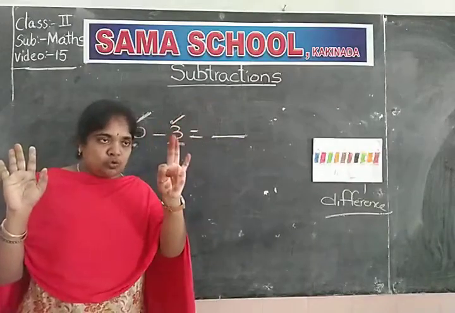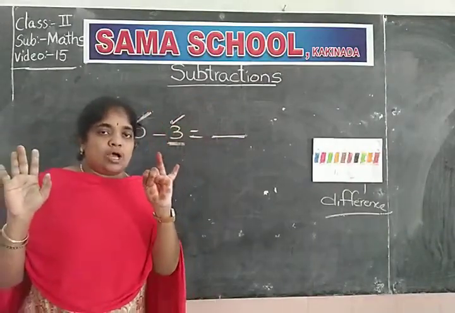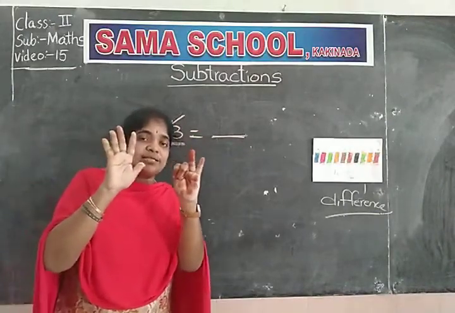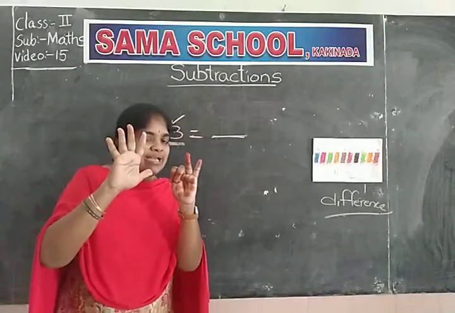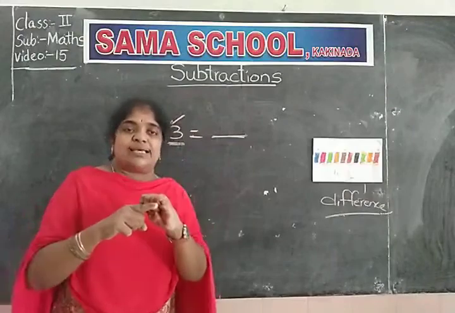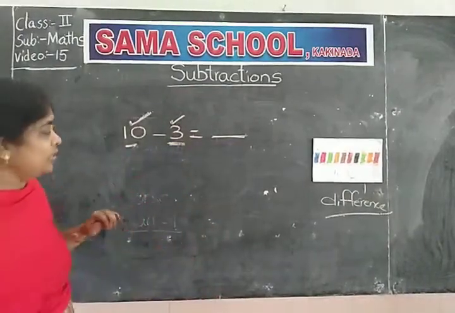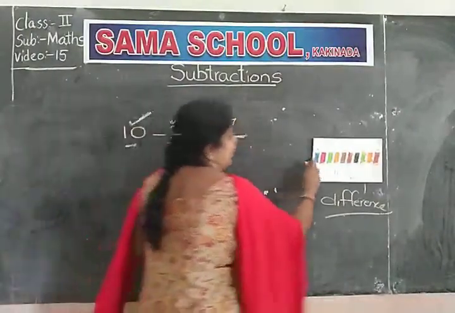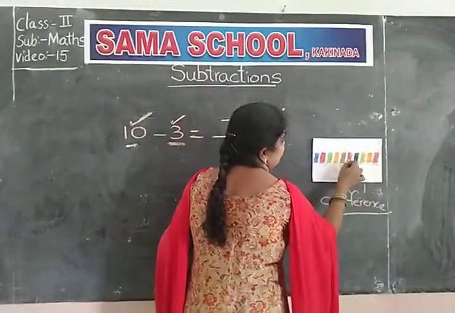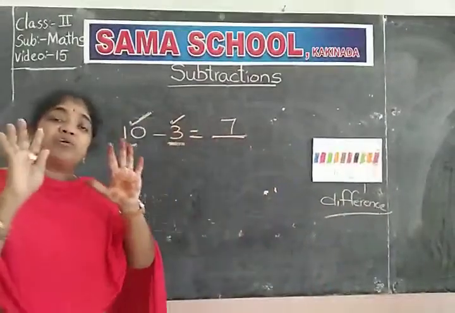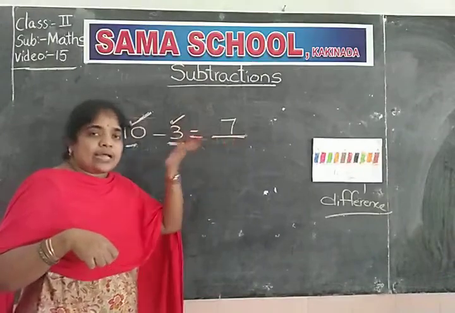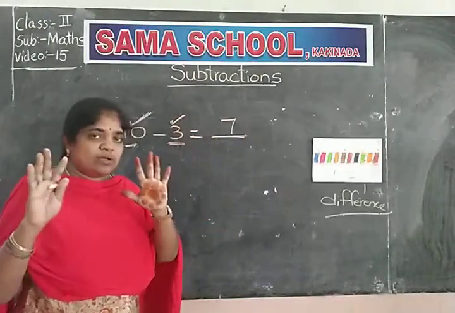1, 2 and 3. How many fingers did we close? 3 fingers. Now count how many fingers are left. We know one hand has 5 fingers. 5, 6 and 7. What is the answer we got? When we counted the remaining color pencils, we got 7. 1, 2, 3, 4, 5, 6, 7. When we use our fingers, we get the same answer.